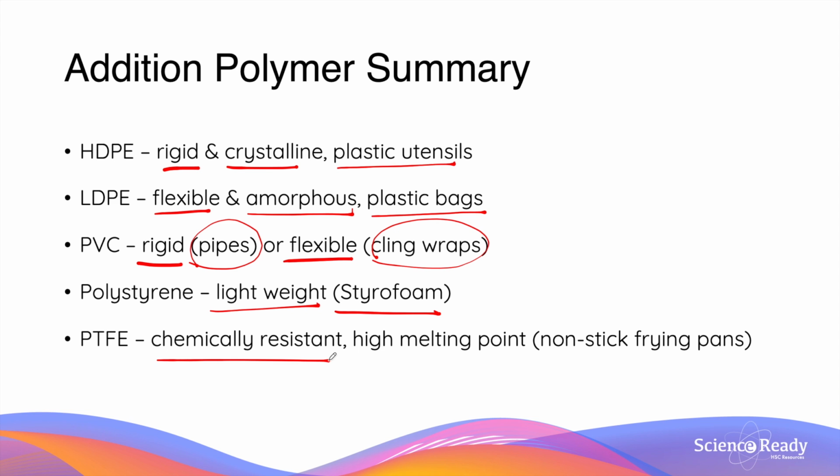PTFE is chemical resistant and has a high melting point. It is found in non-stick frying pans. That concludes the video on addition polymers.